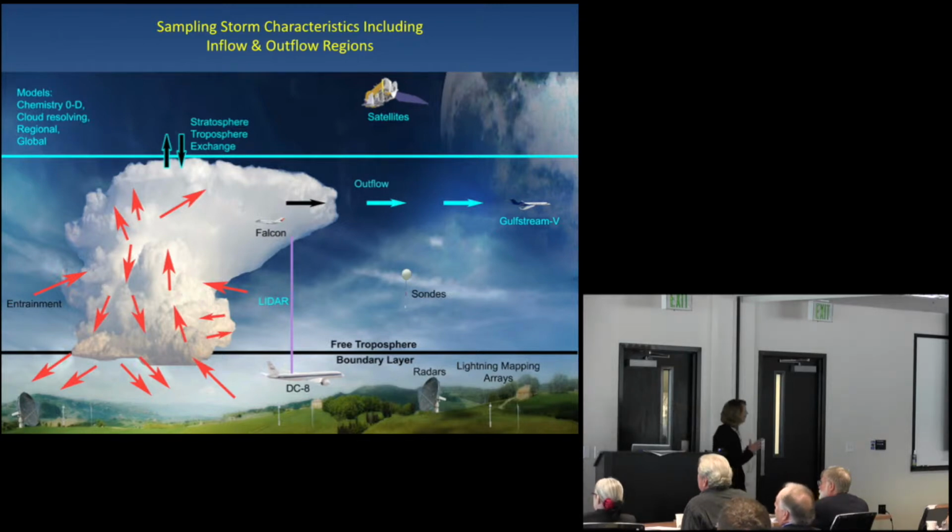So how do you figure this out? How do you go measure this and understand what's going on? What we've done in the past is we take airplanes and we fly in this area where air is going into the storm and measure the composition of what's going into the storm. We put airplanes up high in the anvil region and measure what's coming out of the storms. And then we also characterize these storms using radars and lightning mapping arrays.